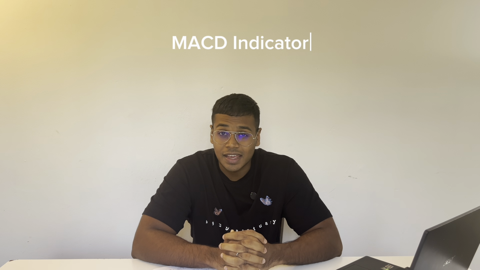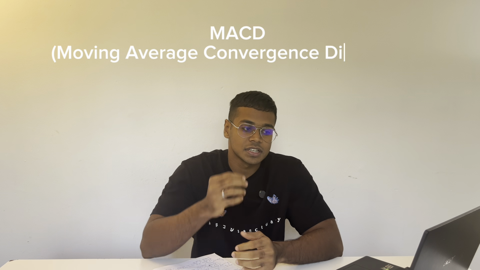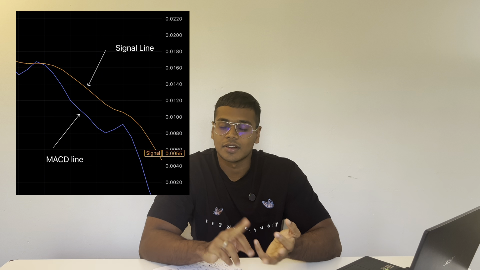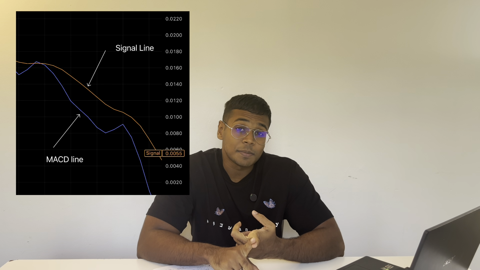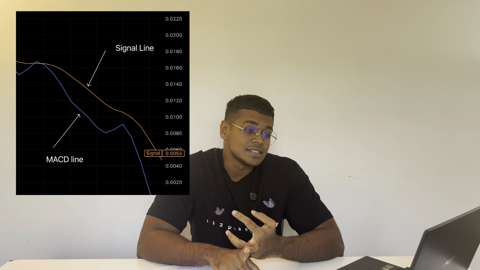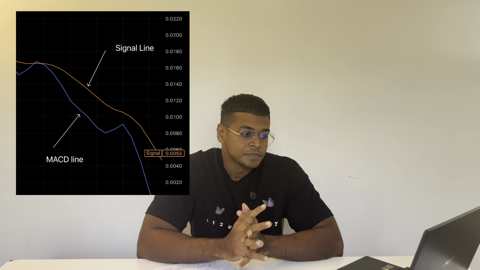Now let's move on to today's second topic, the MACD indicator. So basically MACD stands for moving average convergence divergence. I know it sounds complicated, but don't worry. It's easier than it sounds. Basically, you got two lines, just like this stochastic RSI. This has a blue line and an orange line. The blue line is the MACD line, and the orange line is the signal line.